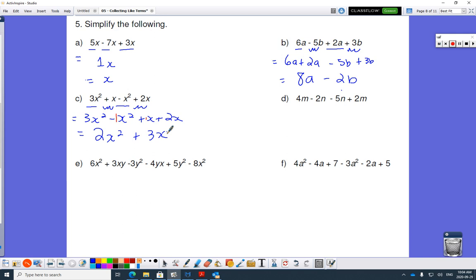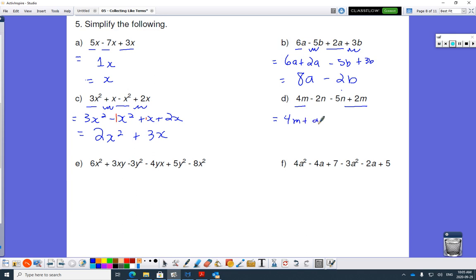Underline, collect, add or subtract. Me doing it fast, it may seem like I'm implying it's easy. No, I'm not trying to imply they're easy. I'm trying to imply that the steps are the same every time. Step 1, underline the like terms. Write them together.